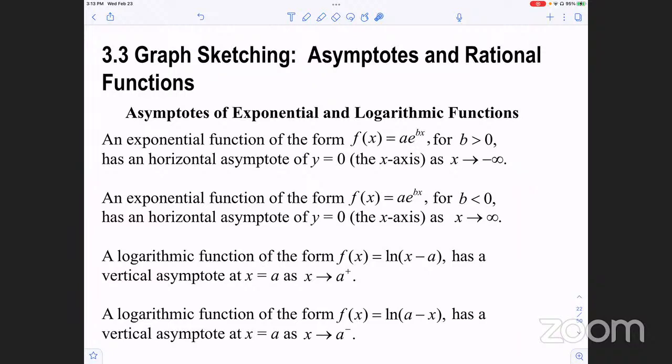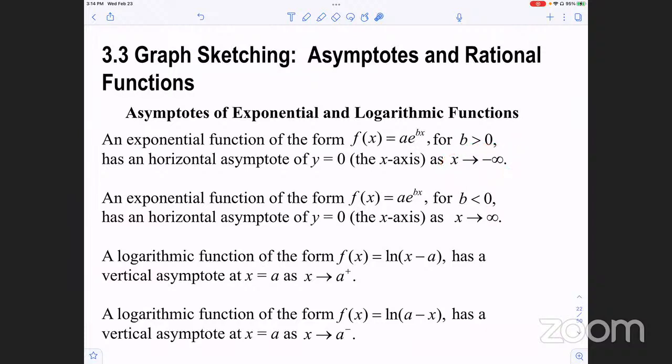So if you think about the general shape of an exponential, it starts off running along the top part of the x-axis. It passes through the point 0, 1, and then grows exponentially. So again, the general shape of an exponential function has a horizontal asymptote going off to the left, right? So that's why x goes to negative infinity.